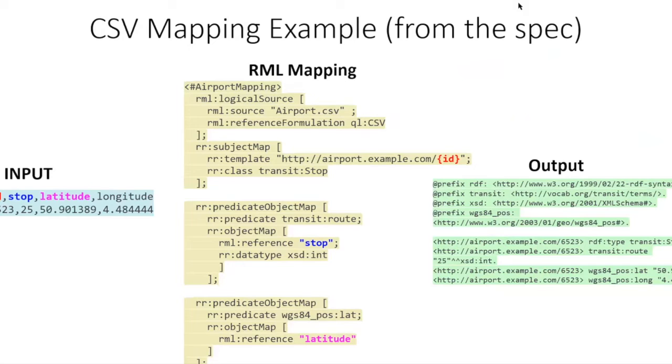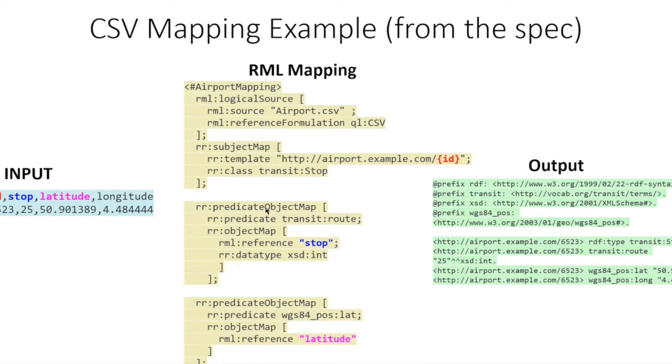And this is what it looks like, so we're looking at RML. Here is an input CSV that has column headers: ID, stop, latitude, longitude. This is what an RML mapping file looks like. You say the source is this CSV file over here, and then you start to create triples. The subject uses a template URL, which is airportexample.com/ and then the ID refers to the ID column header. And it is of type transit stop.